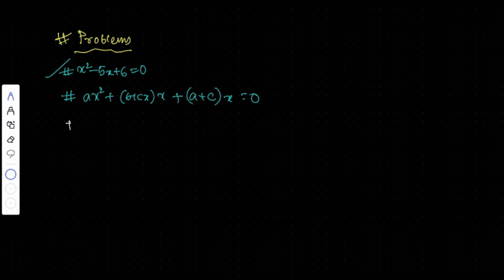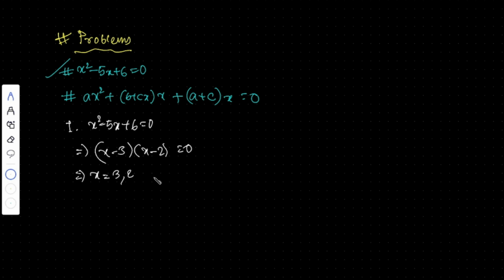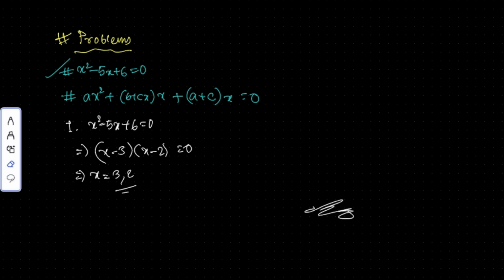First problem, x square minus 5x plus 6. It smells like middle term factorization. What we do is middle term factorization only, nothing else. Then it becomes (x minus 3) into (x minus 2) equals 0. Then x equals 3 comma 2. I taught you the previous day how to do them, and this is how. Perfect.